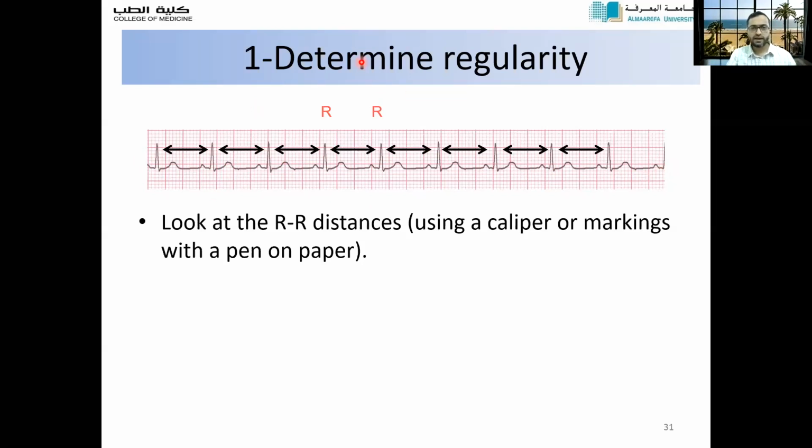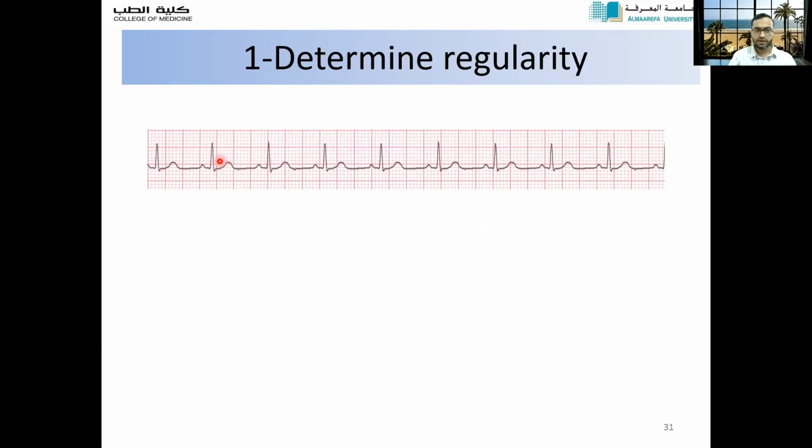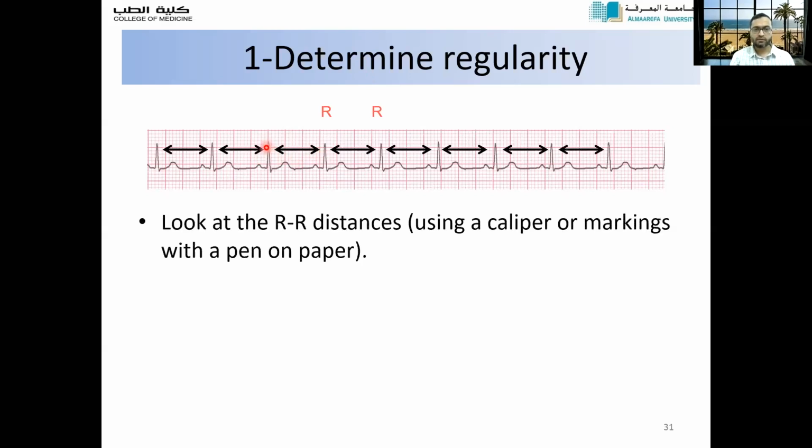And in determining the regularity, we are checking the distance between R to R, one R wave to another R. Here the R wave shows you a QRS, the ventricular depolarization. So from one ventricular depolarization to the next one, you are measuring the distance. Why are we selecting R? Why not P? Why not T? You may ask this, but it's just easier because the R wave is the more prominent wave in the ECG. That's why we are picking it, and it is easy to measure.